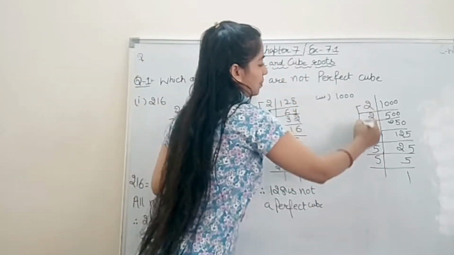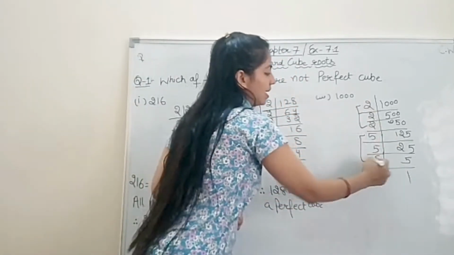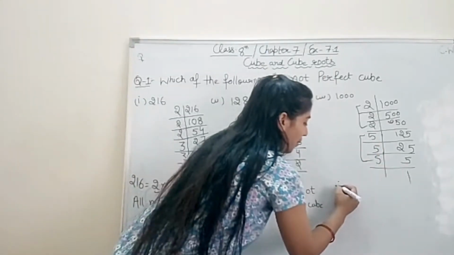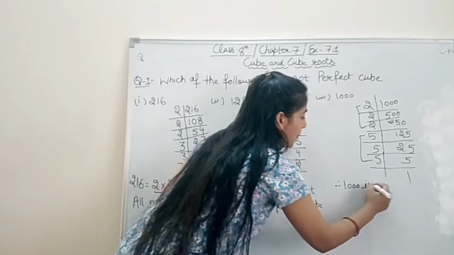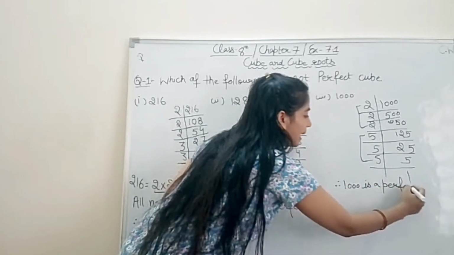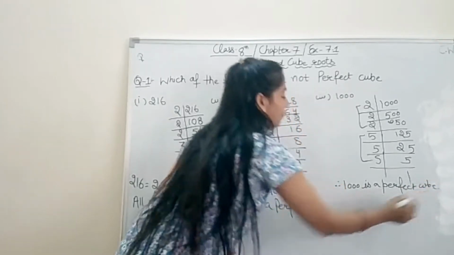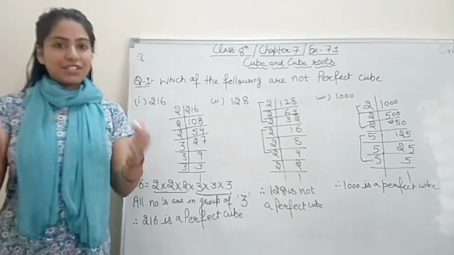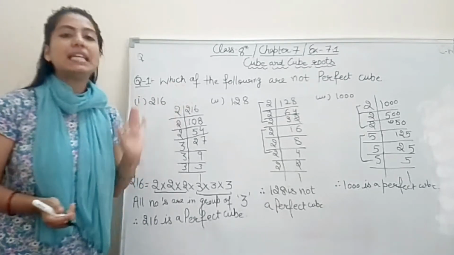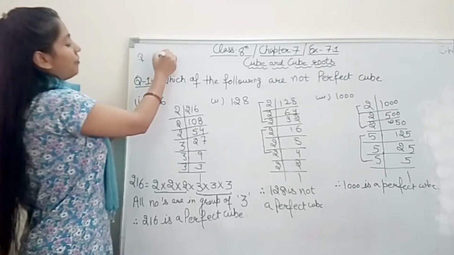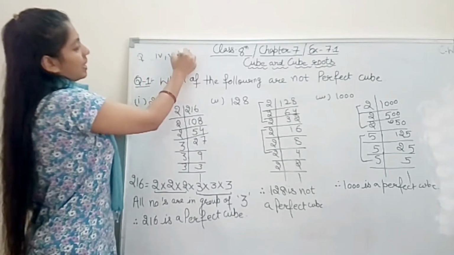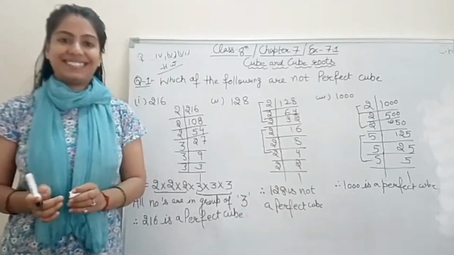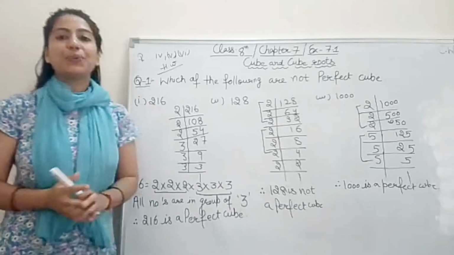Now pairing, 2 in a group of 3, 5 in a group of 3. Yes, all the numbers are in groups of 3. So therefore 1000 is a perfect cube. That's it, student. You have to write this line in each and every question. Very simple. Now the rest, you have 3 more parts of the same question, 4th, 5th and 6th. These parts are homework for you because the questions are very simple, right? So this is all about question number 1.